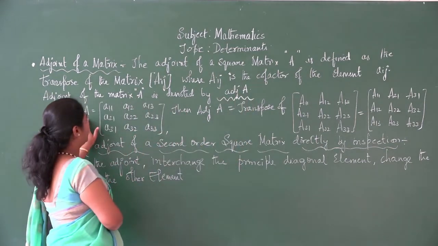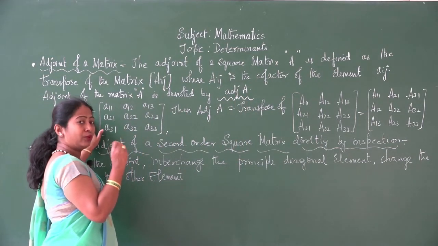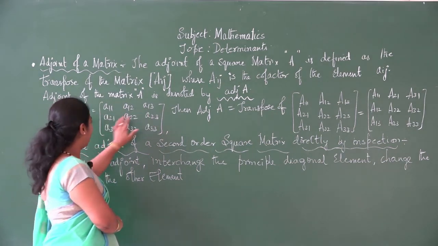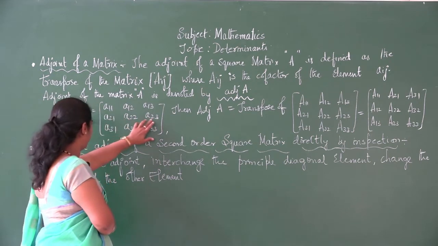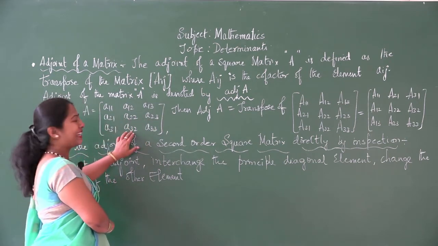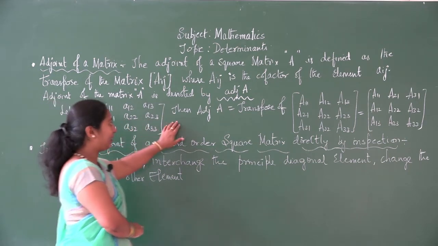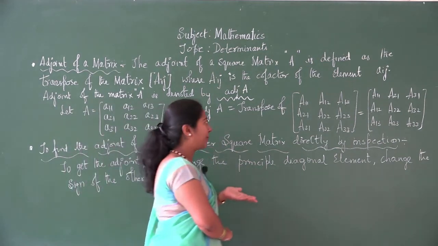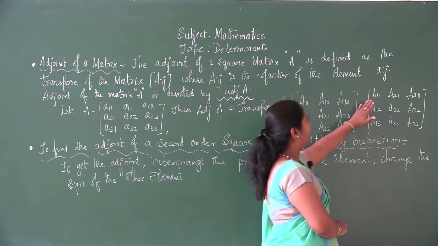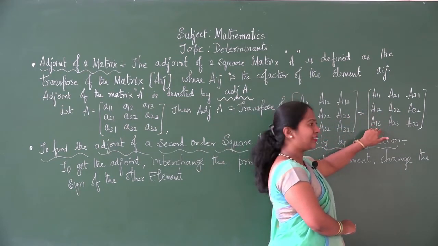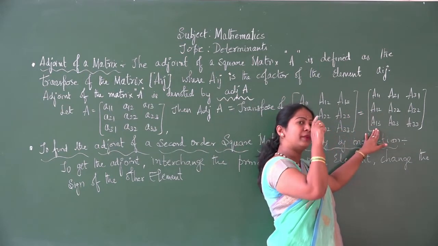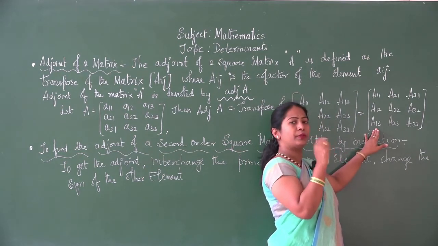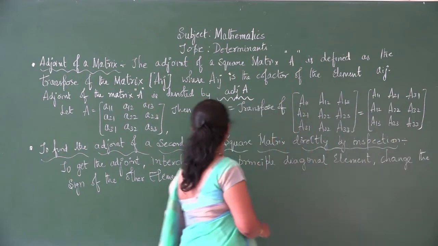Let A equal to the matrix containing the elements a11, a12, a13, a21, a22, a23, a31, a32, a33. Then adjoint A is nothing but the transpose of the cofactor matrix, which means the first row becomes the first column, the second row becomes the second column, and the third row becomes the third column.